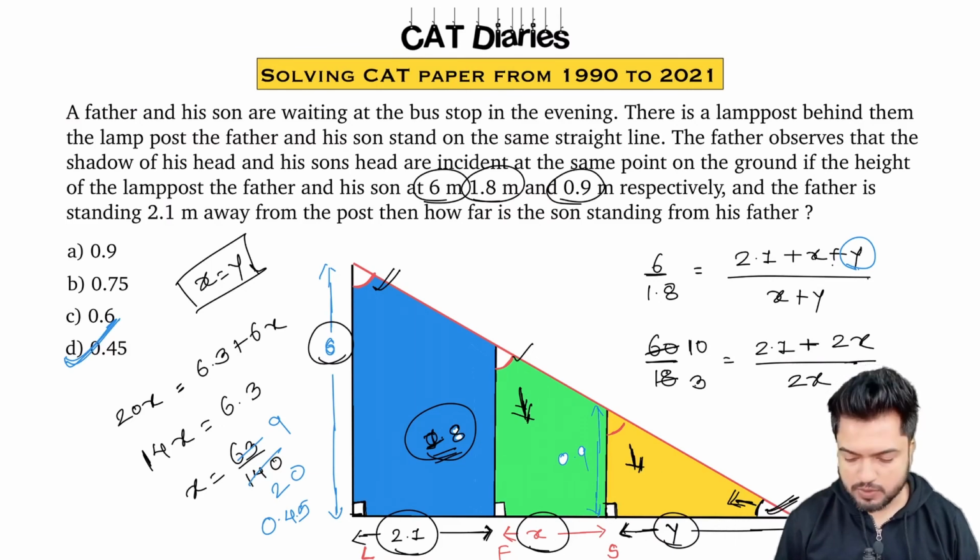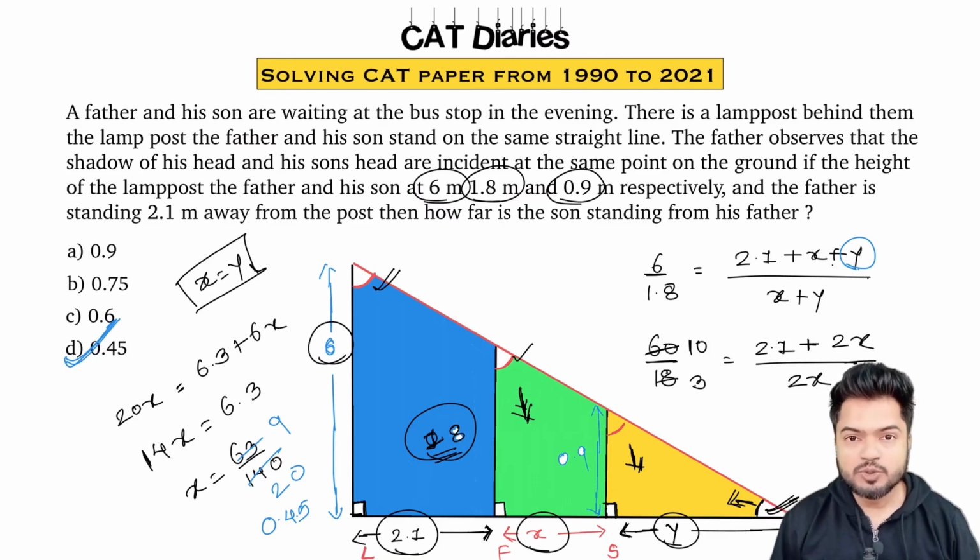So x becomes equal to y in these two. Then you check this one and then this one, blue and then green. So this entire thing upon this entire thing is equal to your 6 upon 1.8. And you already know that x is equal to y from these two. So as soon as you apply this, you will reach your final answer. So that's how you use the concept of similar triangles to reach the answer.